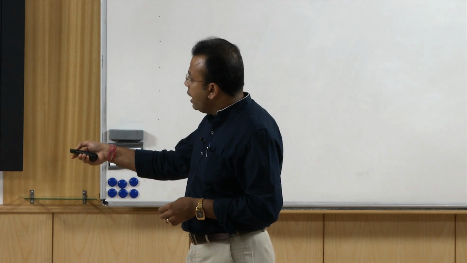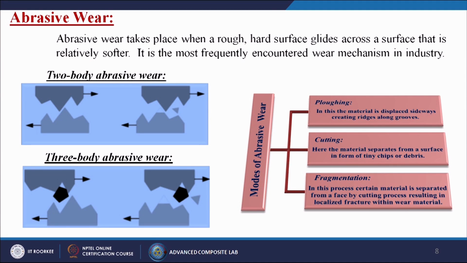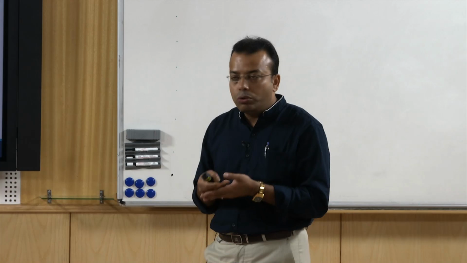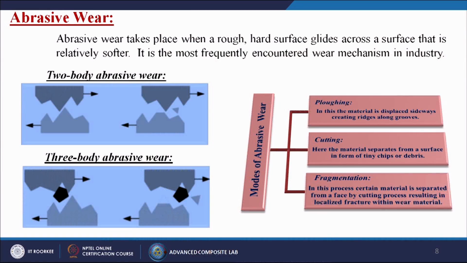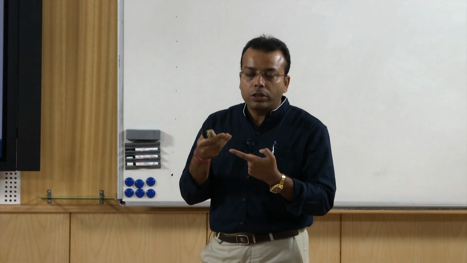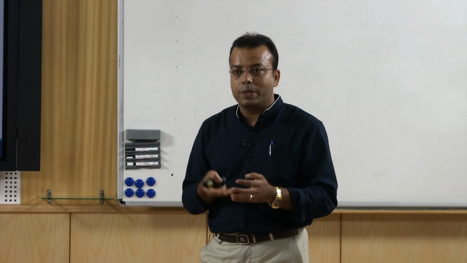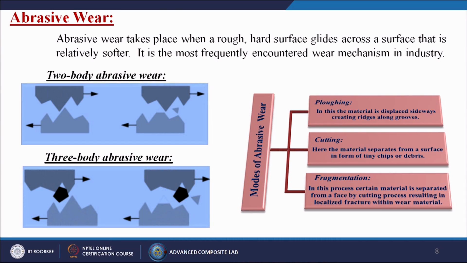From that figure itself you can understand that there are two types of abrasive wear. One is called the two body abrasive wear, in which only two surfaces are meeting each other, and due to that the softer surface is getting eroded. The other is the three body abrasive wear, where there is another body between the softer and the harder one. That body gives an effect onto the harder surface as well as the softer surface, due to which after a certain time the softer surface will get eroded.